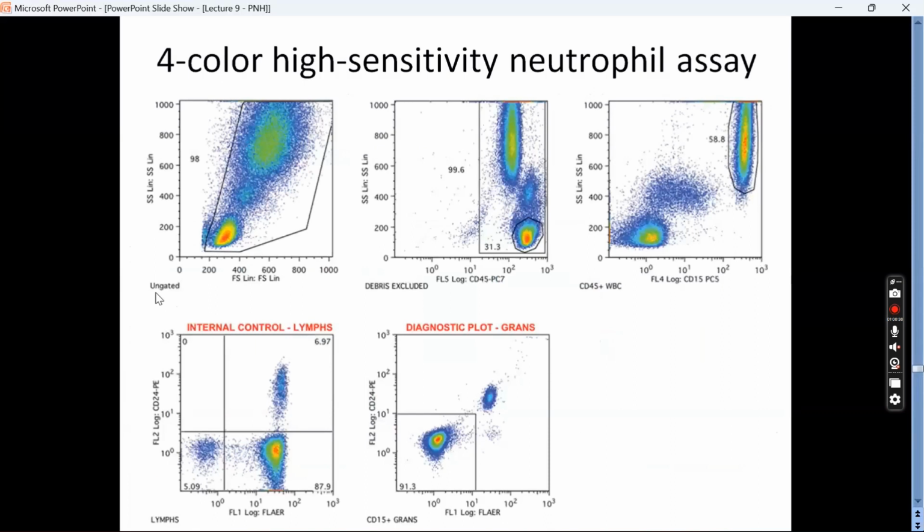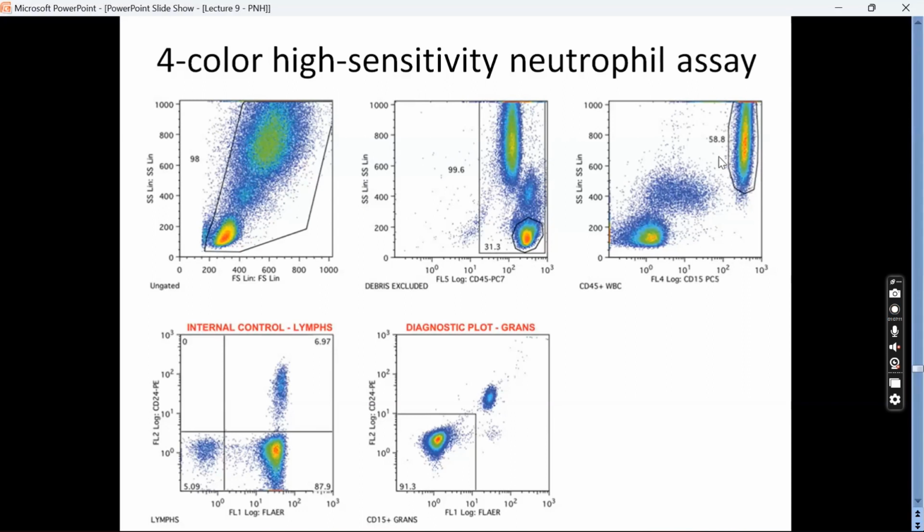Okay, now this is how we do the analysis for neutrophils in a 4-color. So 4-color has only 4 markers: CD45, CD15, FLAER and CD24, right? So first you eliminate the debris and take only the viable cells. Then you get that population in side scatter CD45. You take only the CD45 positive population. After that, you put it in side scatter CD15. Now you see CD15, how beautiful it is. The neutrophils or granulocytes positive for CD15 with high side scatter are taken. Now this is a pure neutrophil population.